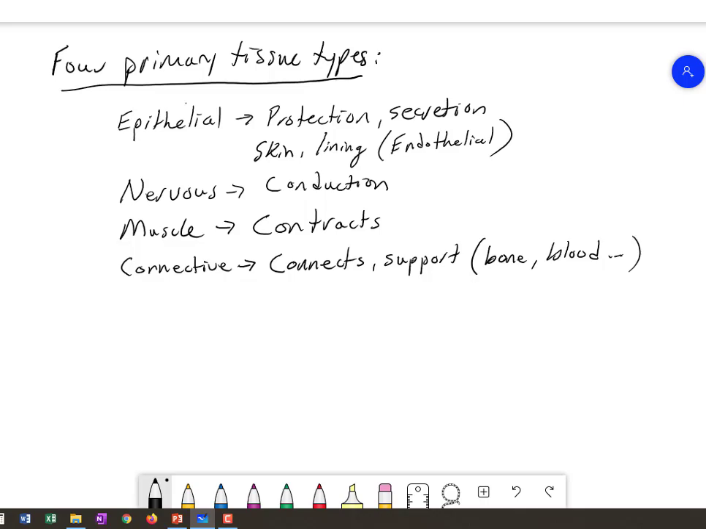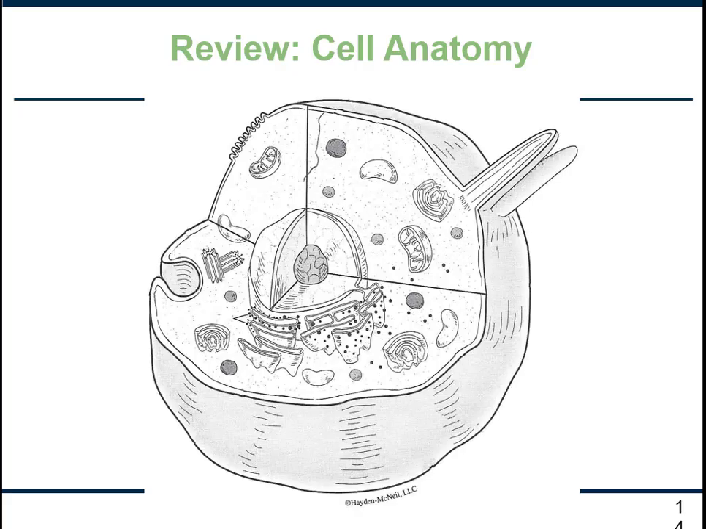So there's a number of other ones as well. So there you go. There are the 4 tissue types that you should be aware of before we move forward. Okay, so with that, let's go ahead and move on to cell anatomy.